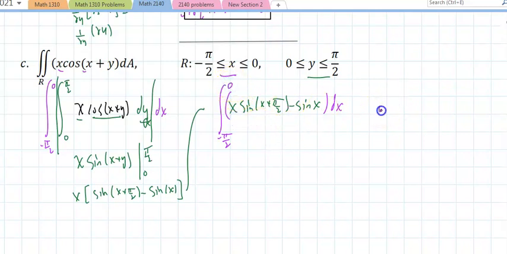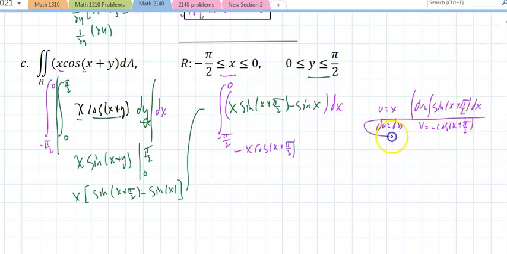And here, I'm going to let u equal x, du is dx, dv is the sine of x plus pi over 2, v would be the integral of that, that would be negative the cosine of x plus pi over 2. So this is going to be u times v minus the integral of v du, so that's going to be plus the sine of x plus pi over 2. And all of that is going to be evaluated from negative pi over 2 to 0.